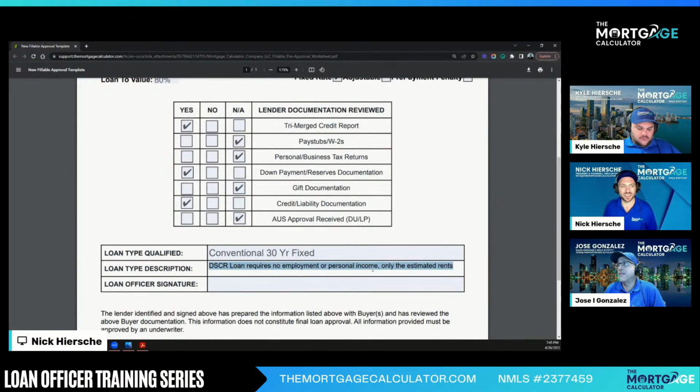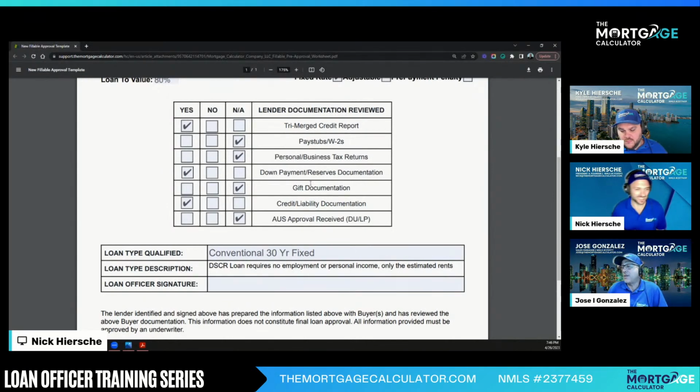Why we didn't review income? Because it's not needed. Why didn't we review gifts? Because you can't use gifts. Why is it a strength that we didn't review those? Because those are not applicable. Those are not going to be drawbacks to this program. Those are not going to weaken the transaction. We don't need them at all. We don't even need those documents for the loan. And it's going to make us look better, right?